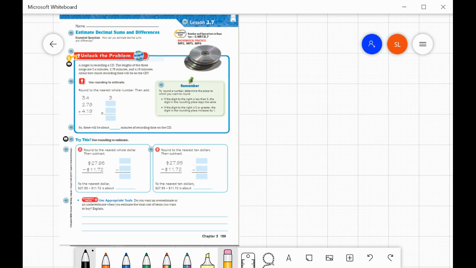Okay, you need to have your Go Math book out and you need to turn to page 189. Today we're going to work on estimating decimal sums and differences, which means we're going to estimate when we add and we're going to estimate when we subtract.